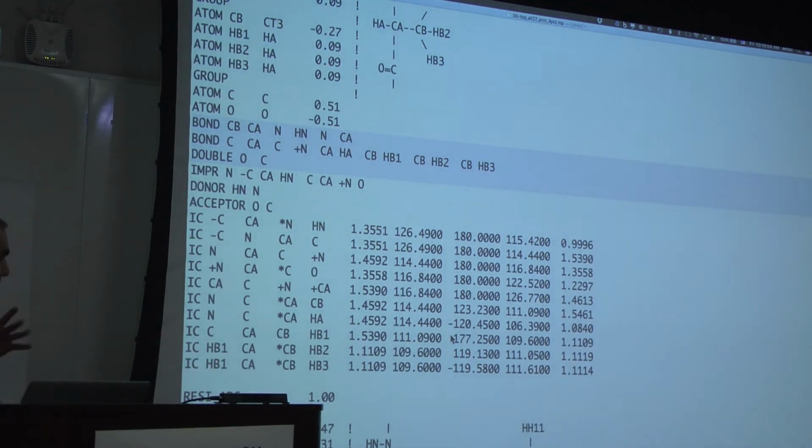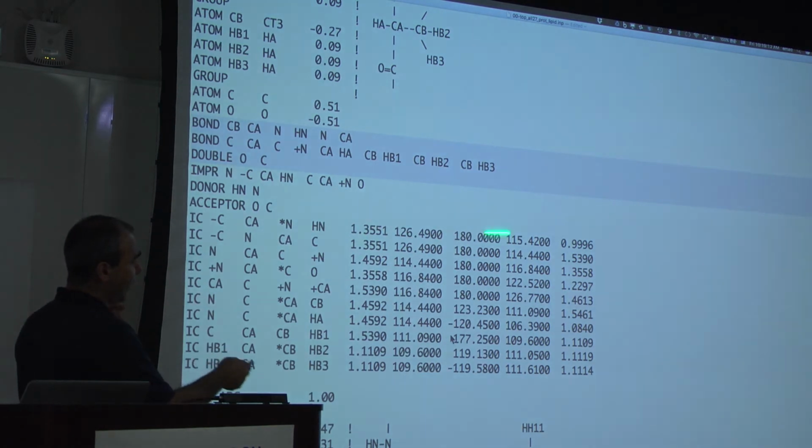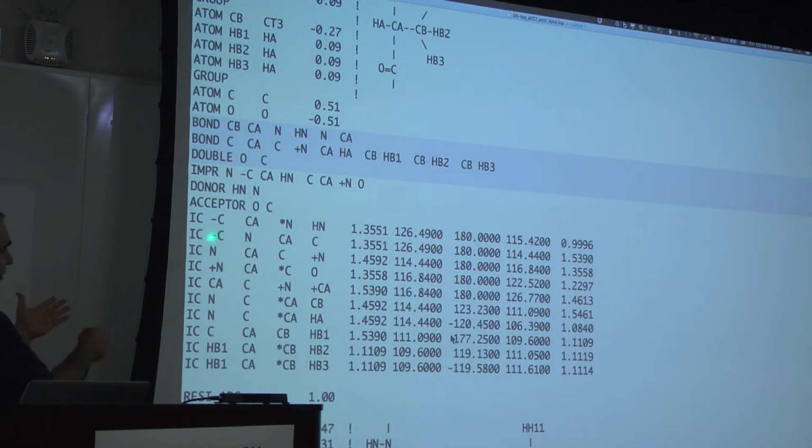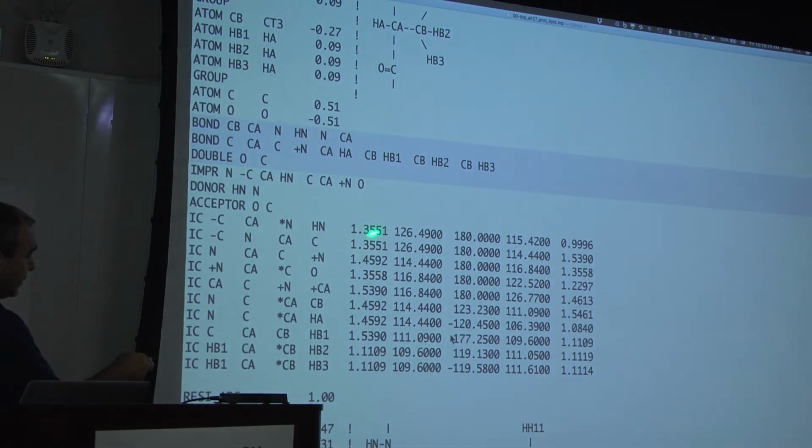And the format here allows you to guess or to determine the position of atoms for which you don't have coordinates. So here the format is the following. You specify 4 atoms, and then there are 5 numbers following these 4 atoms. These are the atom names. The first number would be the standard distance between the first 2 atoms. The second number is the standard bond angle formed by the first 3 atoms.